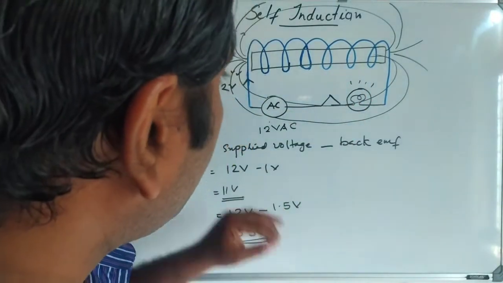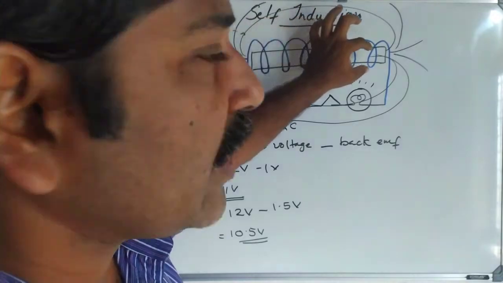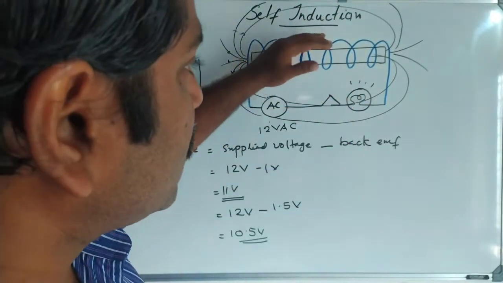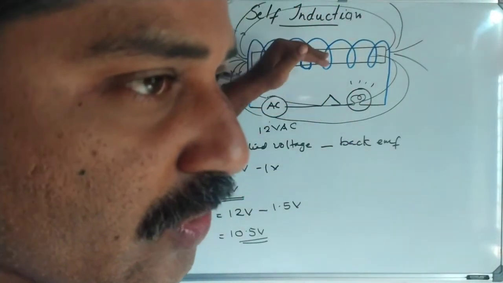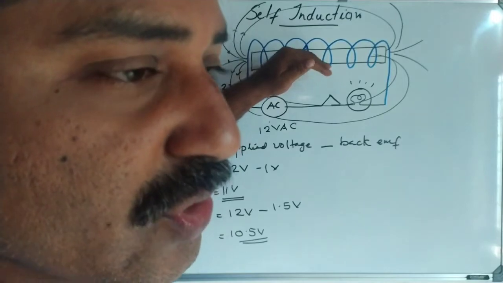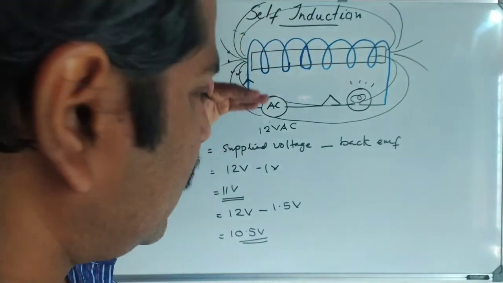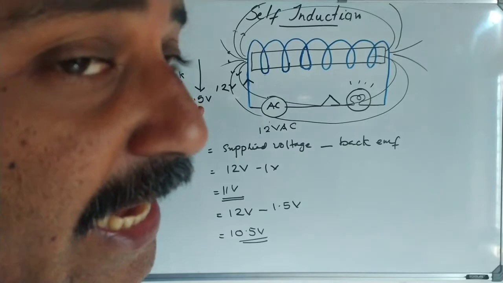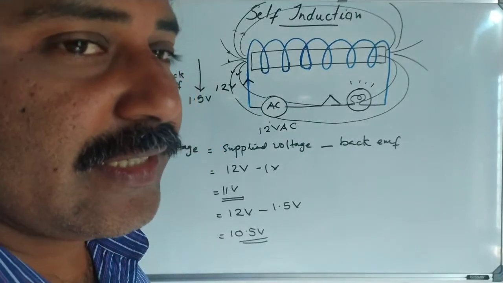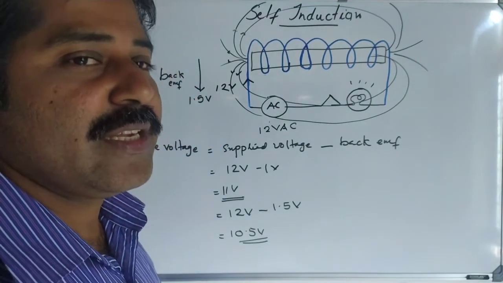And one more thing, when we introduce a soft iron core into the solenoid, the flux density increases, so the amount of back EMF produced also increases. Then the effective voltage again decreases. Okay, I think it is clear.